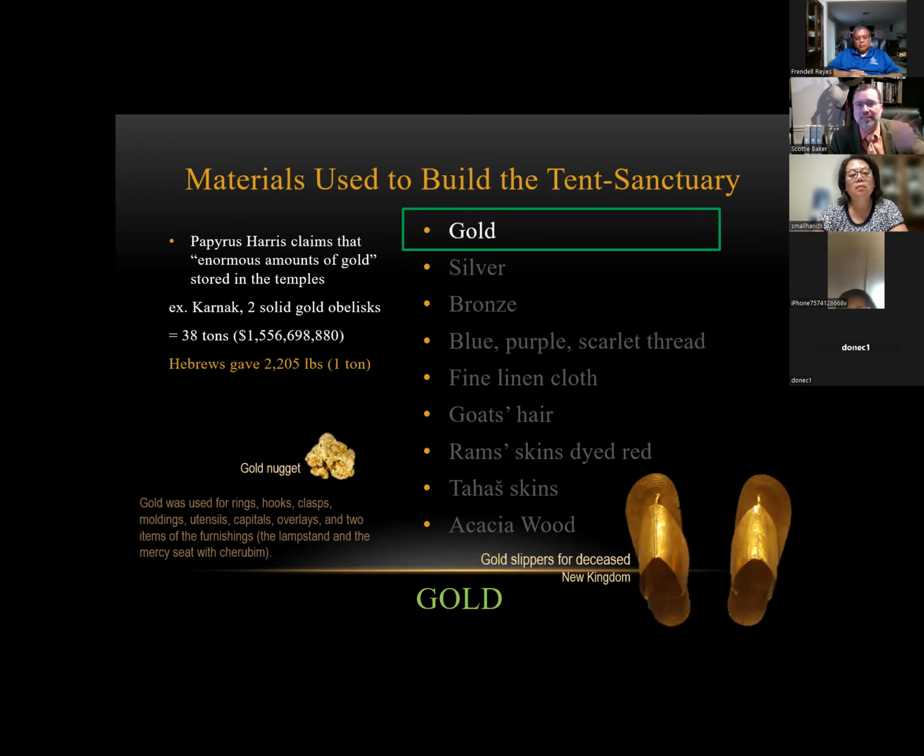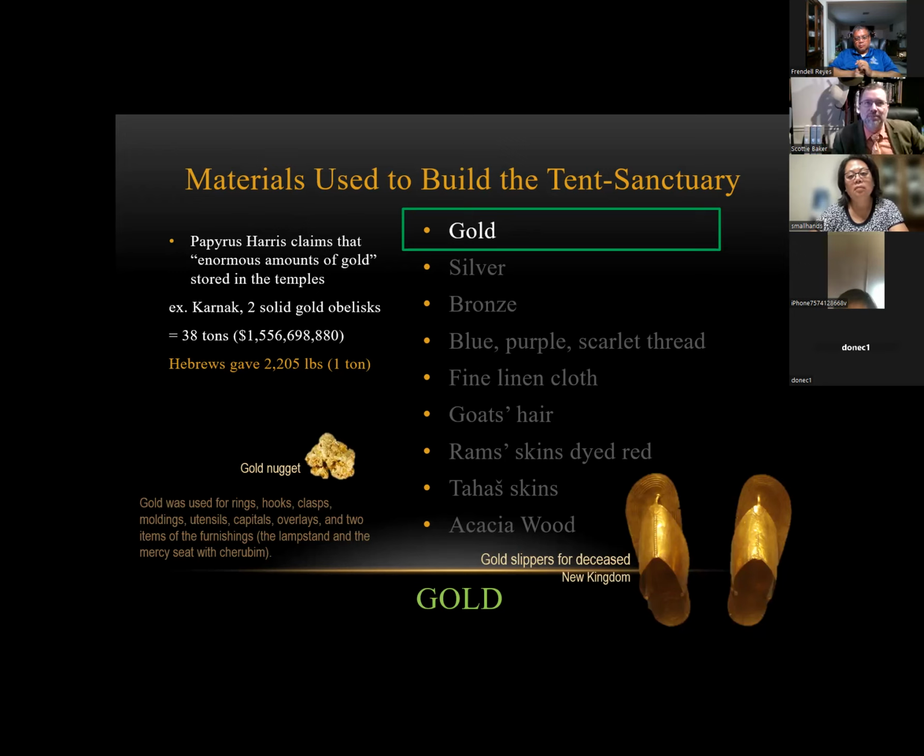They always store the gold in the temples for the king. At Karnak, the Papyrus Harris tells us there were 2 solid gold obelisks. Together, those obelisks weighed 38 tons. Today, that would be worth $1.5 billion worth of gold just in those 2 gold obelisks. And the Hebrews only gave 1 ton. So yes, the Hebrews had a lot of gold, but there's a lot of gold left in Egypt. They didn't wipe out Egyptian gold. There was plenty of gold.